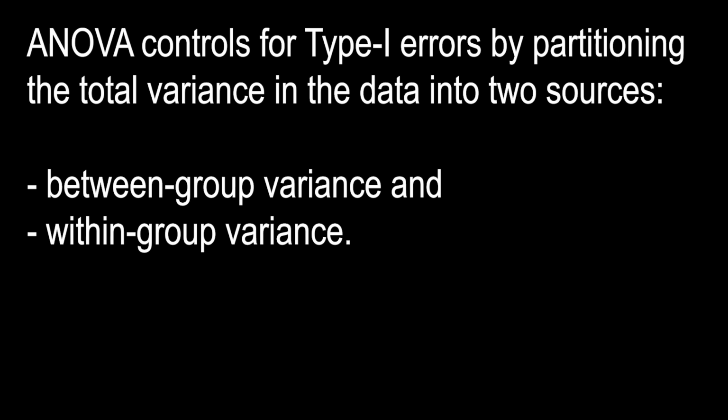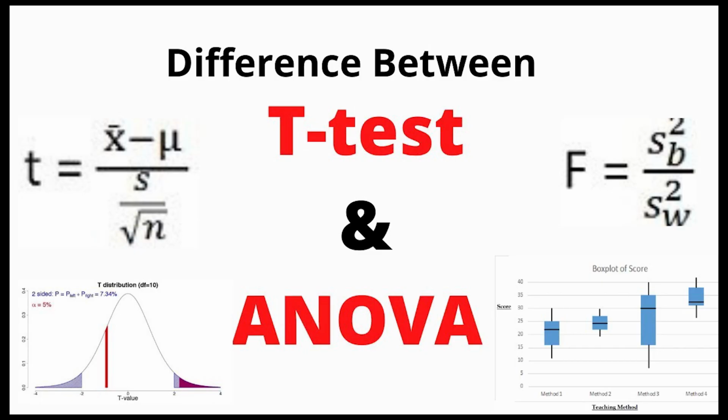So ANOVA does this by partitioning the total variance in the data into two sources, which is between group variance and within group variance. It then calculates an F statistic, which is the ratio of the between group variance to the within group variance. If the F statistic is large enough and the corresponding p-value is less than the chosen alpha level, that is 0.05, we reject the null hypothesis and conclude that there is a significant difference between the group means.